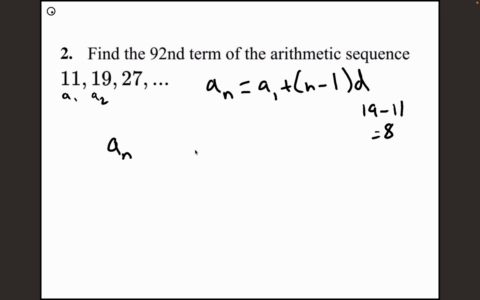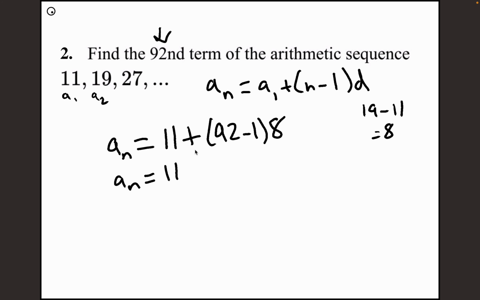So we have an, what we're solving for, equals our first term, which is 11, plus n minus 1. Here's our n right here: 92 minus 1 times 8. Perfect. Now let's simplify. Let's do our 92 minus 1. It's going to be 91 times 8.